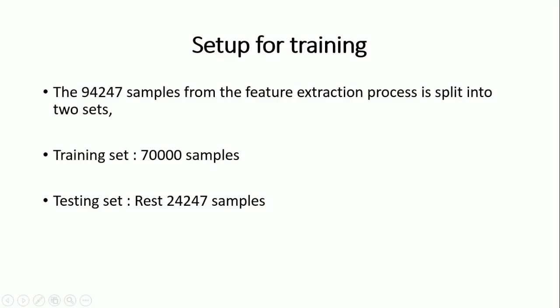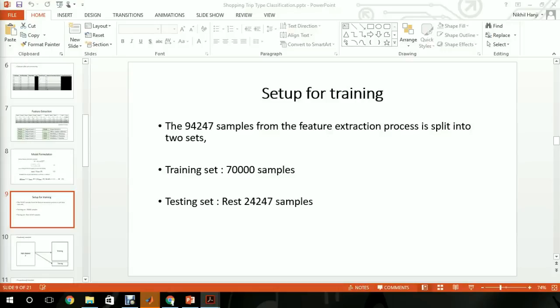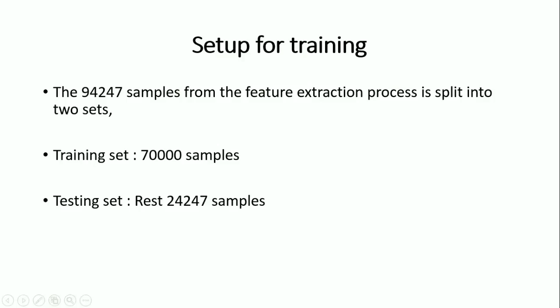So now we need to set up our feature extracted dataset for the purpose of training. Since we obtained 94,247 samples from the feature extraction process, it is split up into two sets, the training set and the testing set. The training set contains 70,000 samples, whereas the remaining samples, which is 24,247 samples, is given to the testing set.